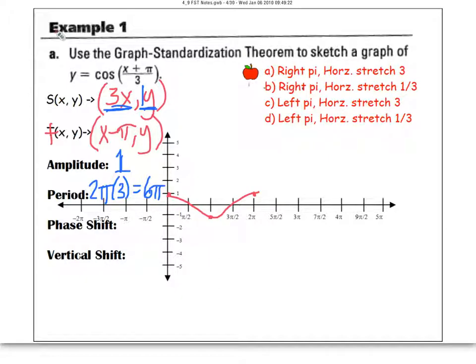Now the phase shift, that means what happens to the x's. And on the phase shift here, I'm just going to say we're going to go left pi units. The vertical shift is right here, and there is no vertical shift, so I'll just put that there is none.